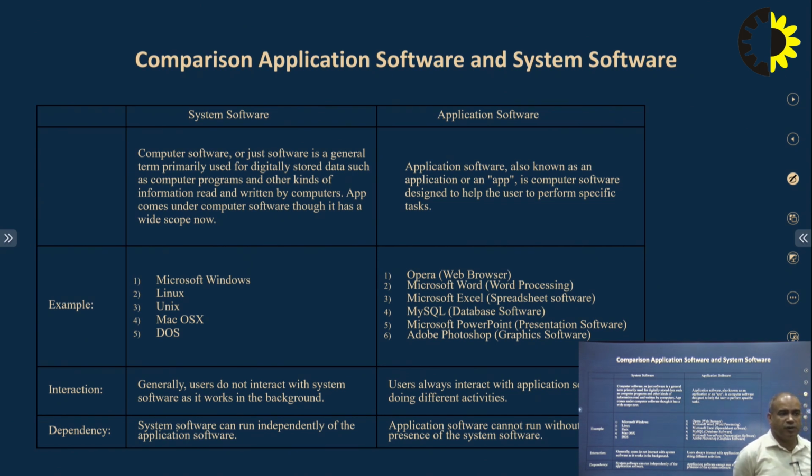If I talk about the interaction, the user doesn't interact with system software, it works in the background, while with application software the user always interacts while doing different activities. If I talk about dependency, system software can run independent of the application software, while application software cannot run without the presence of system software.